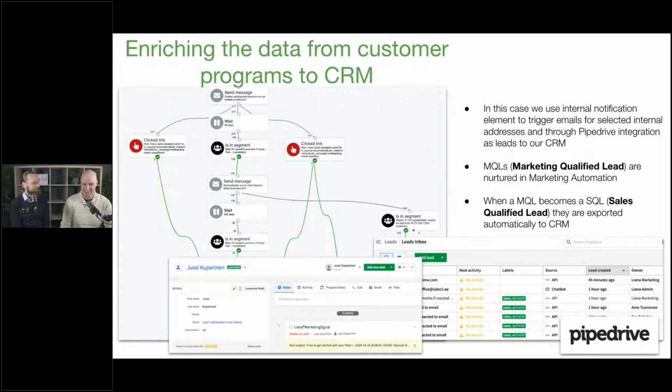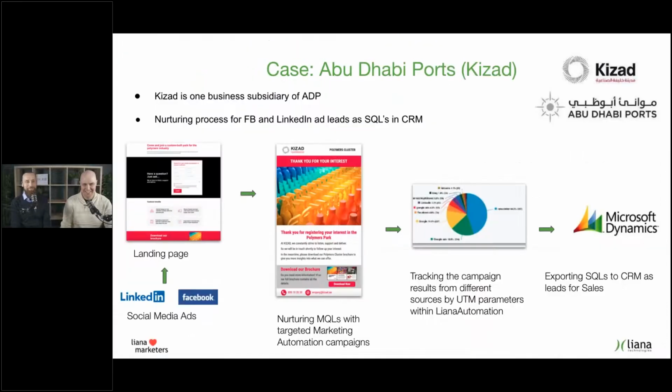Yeah, I guess in marketing you work with quite a lot of these concepts. Quite a lot. So then the cases are always something that enlightens the thing. So here we have Abu Dhabi Ports. Yeah, we try to keep this quite case-concentrated today. This is an example from our Middle East region. It is one business subsidiary of Abu Dhabi Ports, which is a big and important customer for our Middle East region, and they are doing quite similar things with marketing automation.